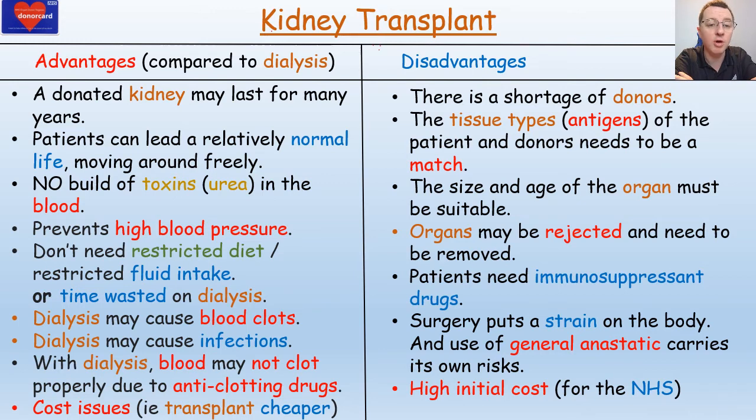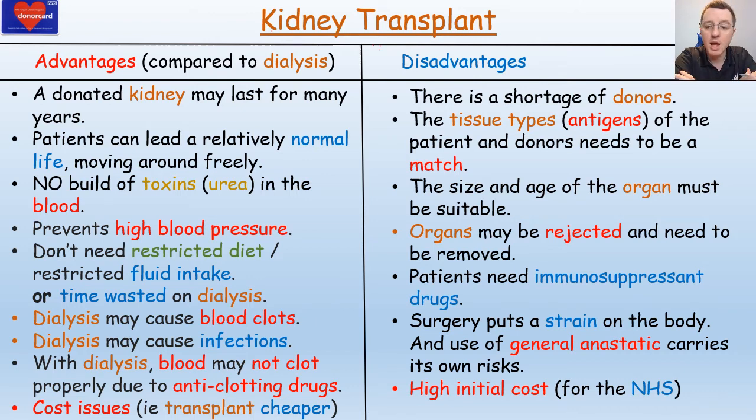There's no build-up of toxins, urea, in the blood. This prevents high blood pressure as well because there's no build-up of salts. You don't need to restrict the diet or restrict fluid intake or waste time on dialysis. Dialysis itself may cause blood clots, so obviously it's an advantage to have a kidney transplant. Dialysis may cause infections, and with dialysis the blood may not clot properly due to the anti-clotting drugs you may take. And dialysis has a very, very high cost, so a transplant is cheaper and more advantageous for all of those reasons.